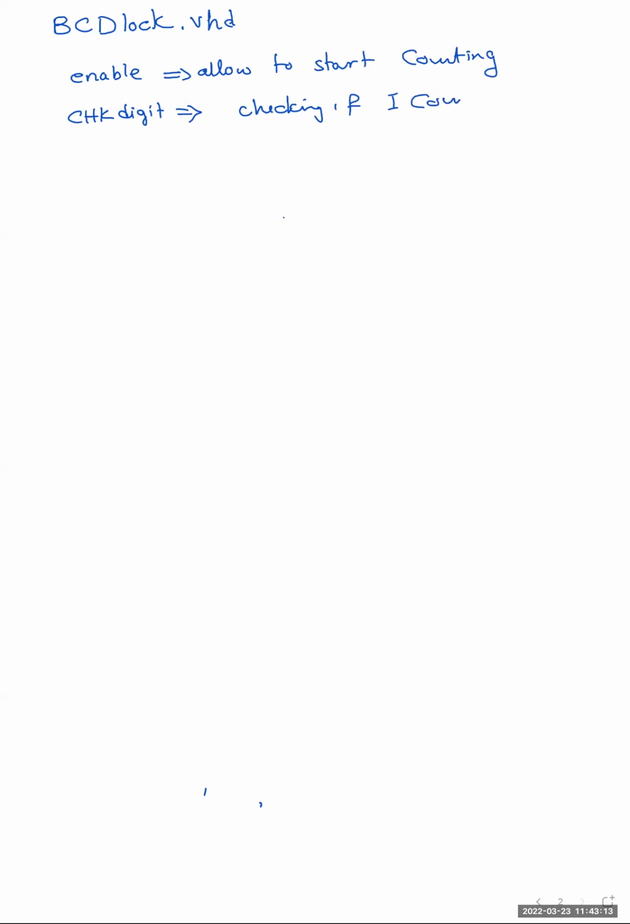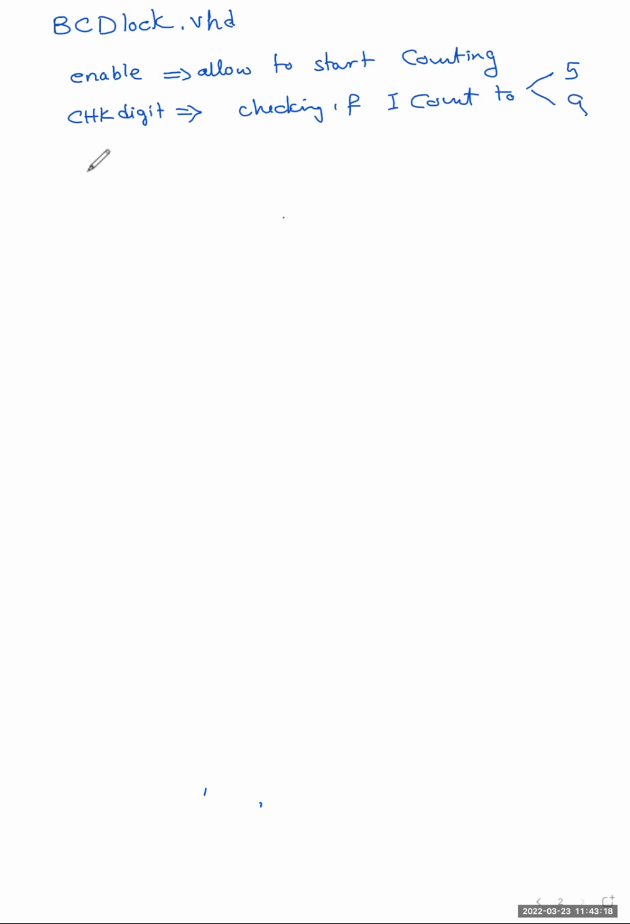Now for that one, I will make sure that my inputs include an enable. Enable is going to allow it to start counting. So once you make that switch go to 1, it means that you're going to start counting. I'm going to have another input that's called check digit. And that will be checking if I count to 5 or 9.